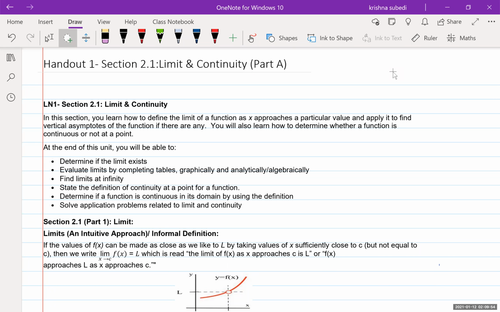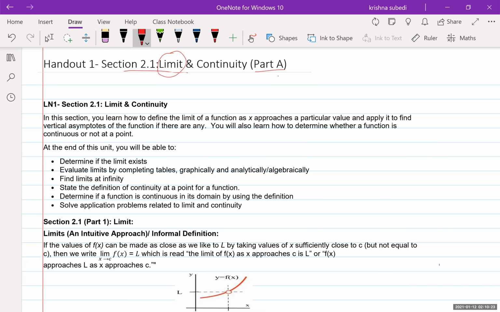Okay, this is handout 1, section 2.1. It's all about limits and continuity. I want to divide this section 2.1 into two parts. Part 1, in today's class, we will focus our attention on limit.